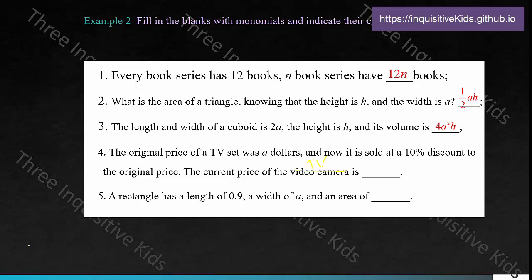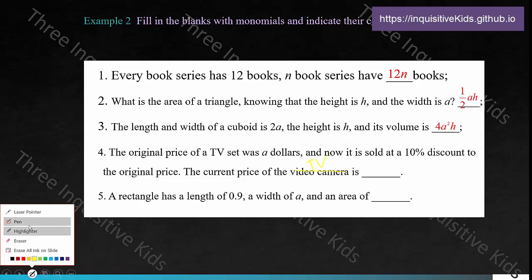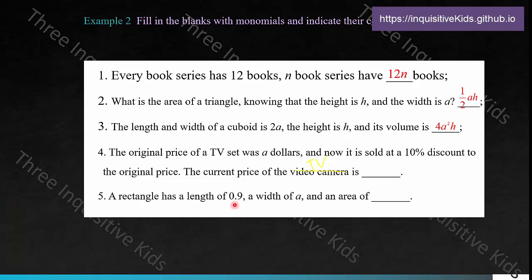Okay, so we already know that it has a 10% discount. But really, you're not buying it at 10% of a. It's just minusing 10% from a. If you minus 10% from a, you're left with 90% of a. So that would be the same as 0.9a.